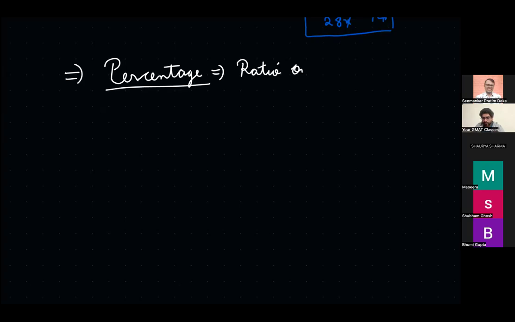Let's start with percentage. Everyone feels much more comfortable with ratios now, right, class? Yes or no? Perfect. So let's start with percentage. Percentage is nothing but a ratio on a scale of 100.